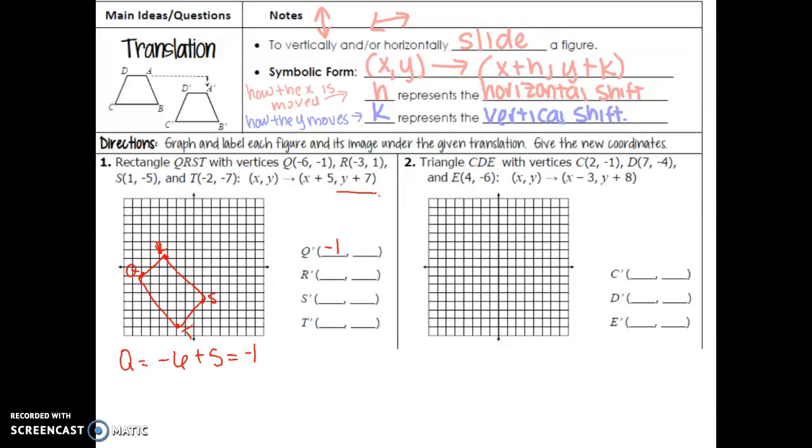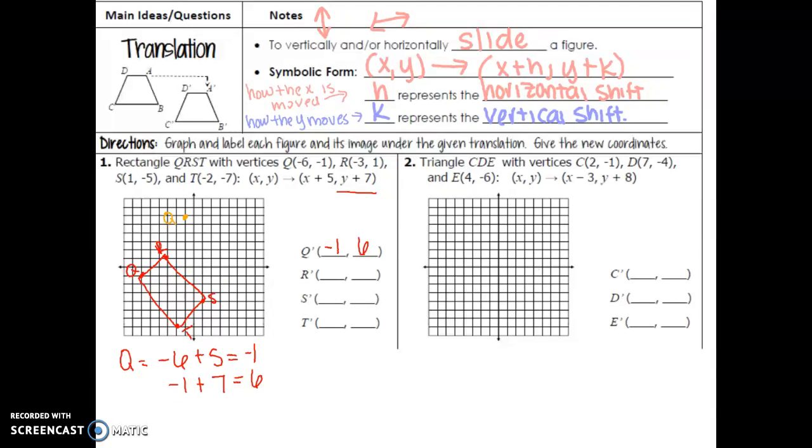Then it says for the y, I have to add 7. And so for my y, it started off at -1 plus 7, and that is going to give us 6. So Q prime, and I'm going to do that in another color. Q prime is at -1, and then I go up 6. So 1, 2, 3, 4, 5, 6. Here is Q prime. That is where my Q moved to.